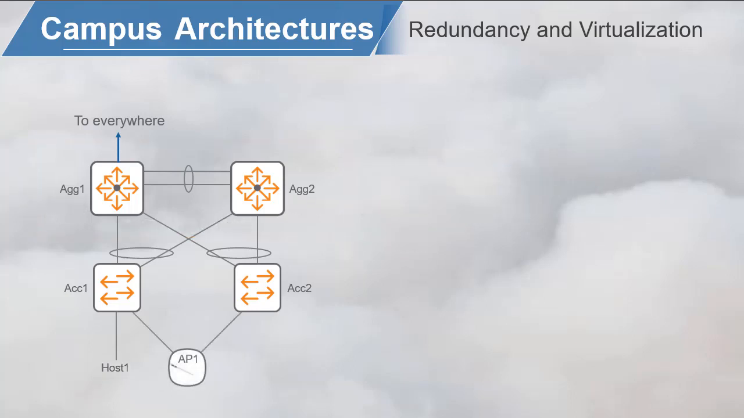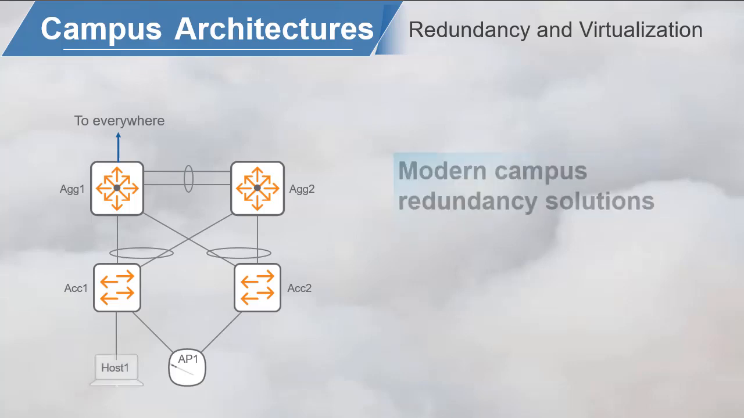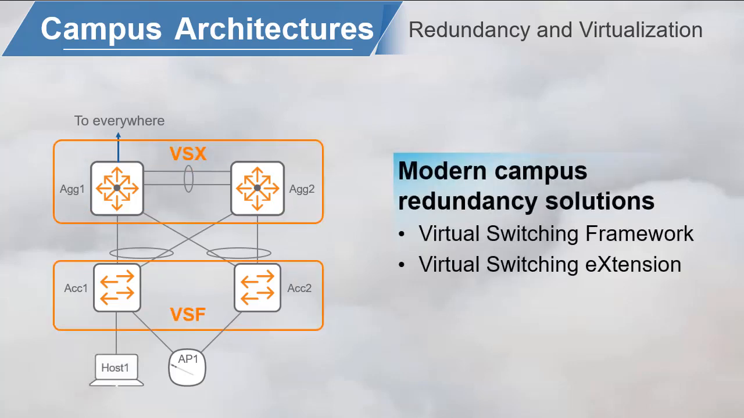Now, these redundant solutions have worked fine for many years, but there are issues with complexity, manageability, and more. Now, Aruba has taken these early attempts at redundancy and brought them into the 21st century with the Virtual Switching Framework, or VSF, and Virtual Switching Extension, or VSX. Like VRRP, VSF and VSX present multiple physical devices as a single virtual device, but there's so much more.